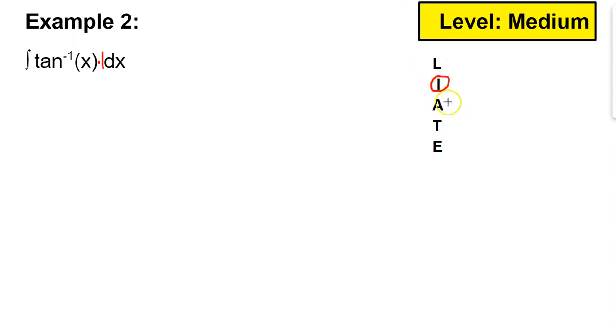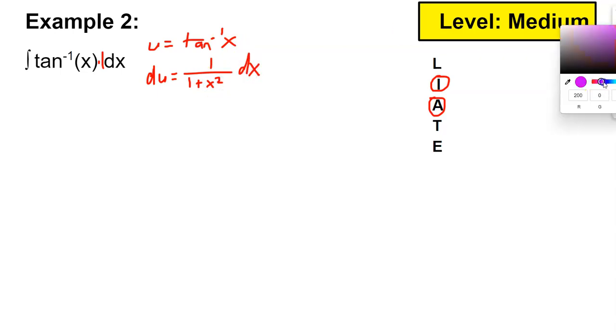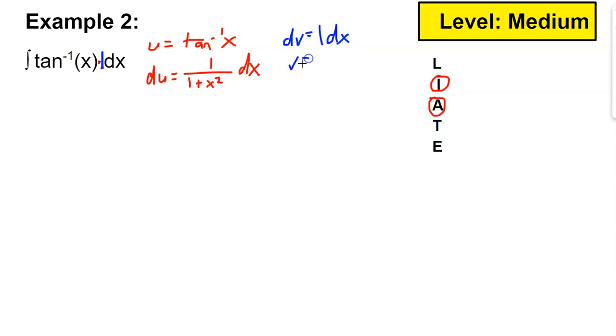Inverse trig comes first before the a. So we're going to make u tan inverse of x, and then du is going to be its derivative, which, if you don't know, is the derivative of what's inside. So it's just the derivative of x, which is 1, over 1 plus whatever's inside squared, so x squared, and then dx. So for our second function, which is the 1, dv is just 1 dx, and then v is the antiderivative, which is x.